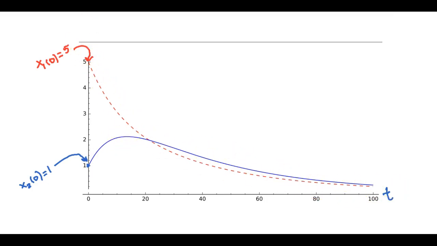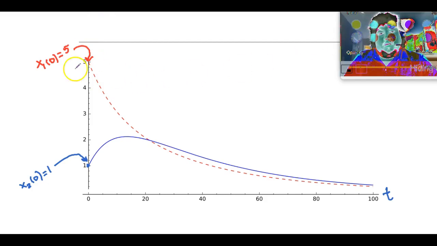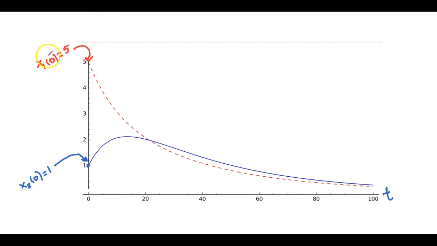While the other solution, x1 at 0, is initialized with a value of 5, and here is displayed as a dashed curve. It starts there and starts decaying. It doesn't increase like the other curve, it simply starts decaying, and if we were to compute this numerical solution for longer values of time, we would see them both approaching 0.